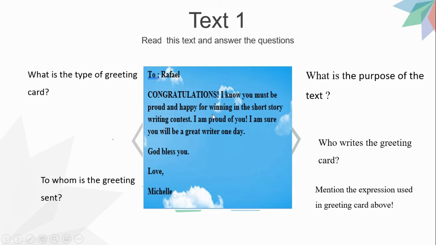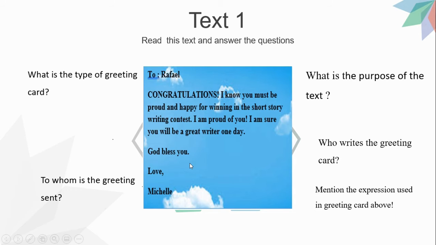So our indicator says that the students are able to identify the generic structure of a greeting card, the social function, and the generic structure and the social function. So here, we as a teacher must provide a text. Okay, the text is about a greeting card.